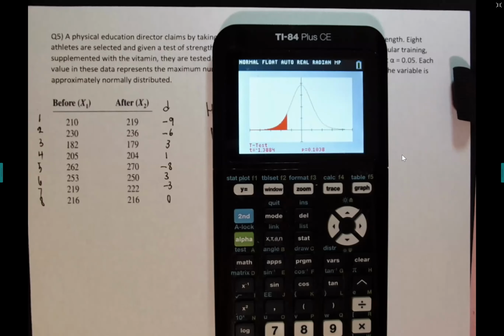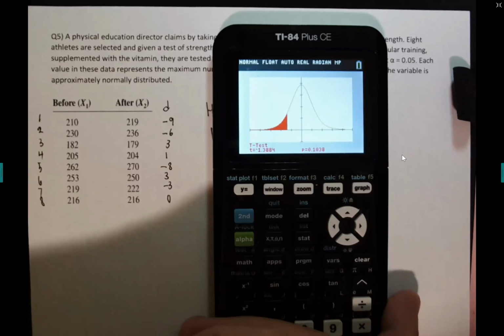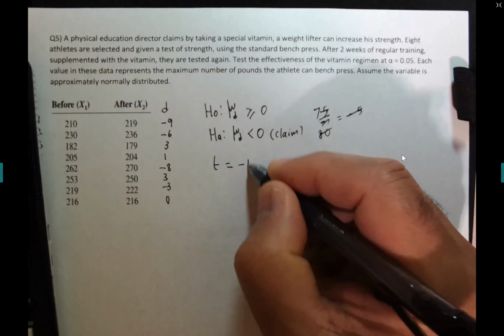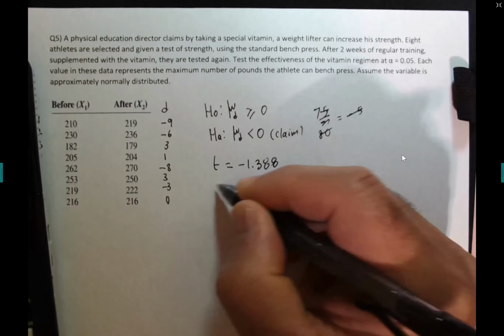So T is -1.388. And look at the p-value, guys, it's about 10%. So we're going to fail to reject the null hypothesis.